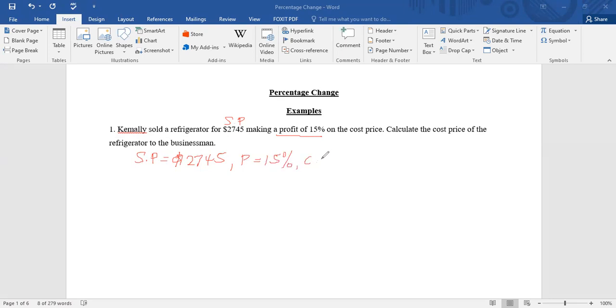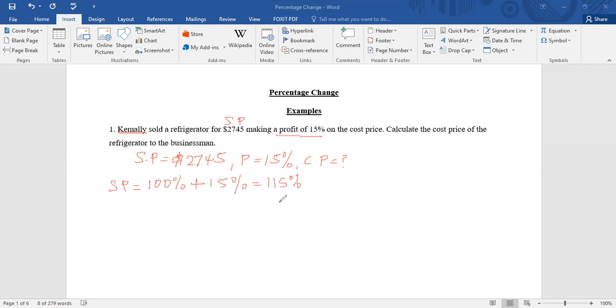This is what we know, and we also know the profit equals 15%. So the cost price, CP, is unknown. From the classes before, I told you that the cost price of any item is 100%. And here we see that Kimberly made a profit of 15%. So therefore, she sold the item for 100% plus 15%, which gave us a total of 115%. This is what she sold the item for, so the selling price now is 115%.